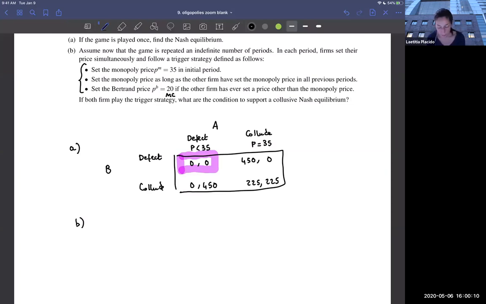So if both firms play this strategy, what are the conditions to support a collusive Nash equilibrium? What we're going to show here is that firms are actually going to collude when the game is repeated an indefinite number of periods. First, we are going to compute the intertemporal profit from collusion, if the firm sticks to setting the monopoly price forever.